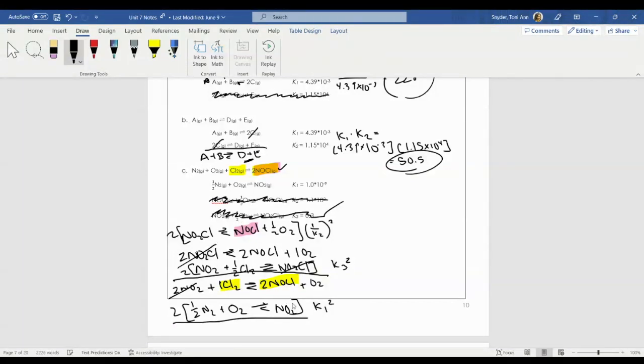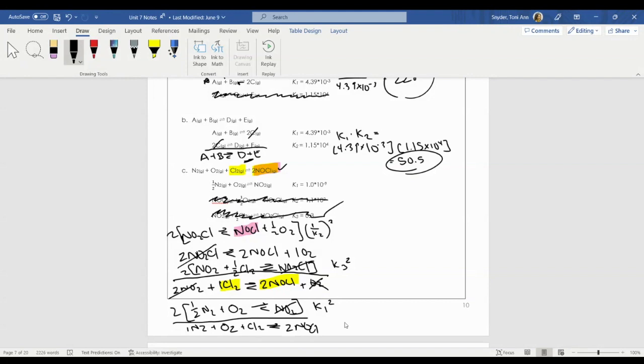My 2 NO2s cancel. 2 O2s, I have 1 O2. Looks like I'll be left with just 1 O2, and that should actually solve it for me. So this would be 1 N2 plus 1 O2 plus a Cl2 is in equilibrium with 2 NOCl.